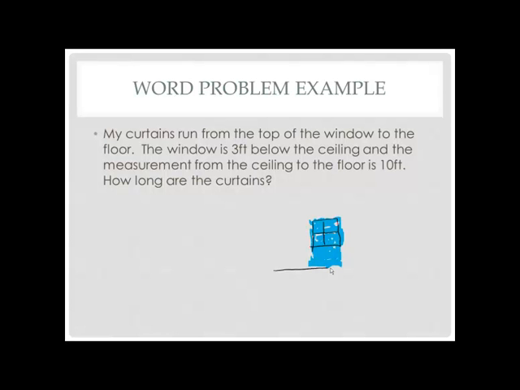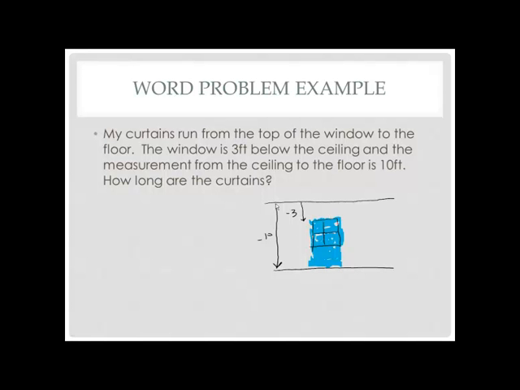So let's say my floor is here. And let's say we have a ceiling right there. All right, it says the window is 3 feet below the ceiling. So if I'm looking at it from the ceiling down, from here to here, we'll say that's -3 feet. 3 feet below the ceiling. And it says the measurement from the ceiling to the floor is 10 feet. So again, from the ceiling to the floor is 10 feet. How long are my curtains?